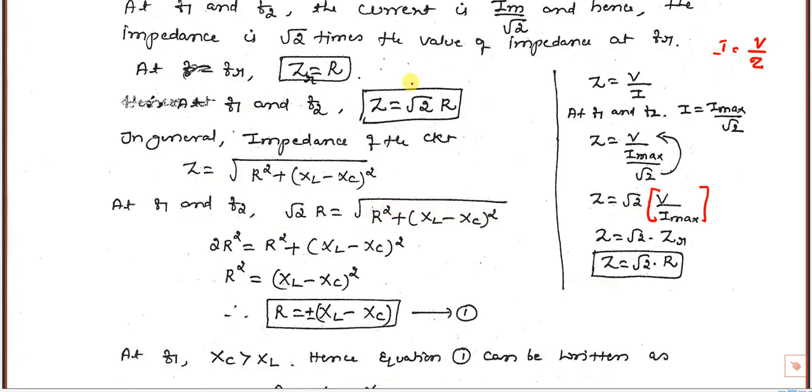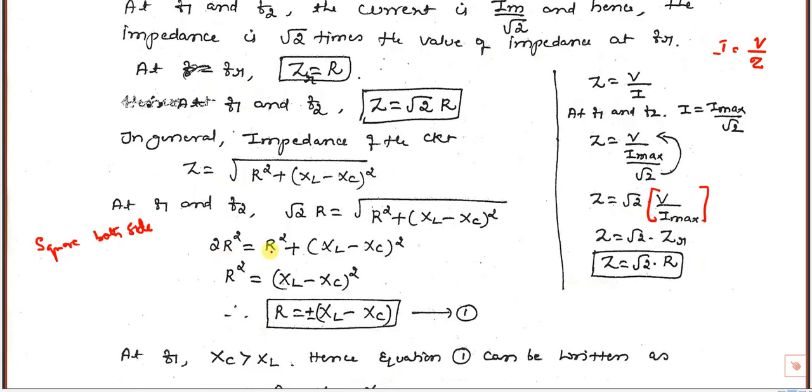Now square both sides. So root 2 R whole square: root 2 squared is 2, so we get 2 R square. On the right side, if you square both sides, the square root gets cancelled and you are left with only R square plus XL minus XC whole square.